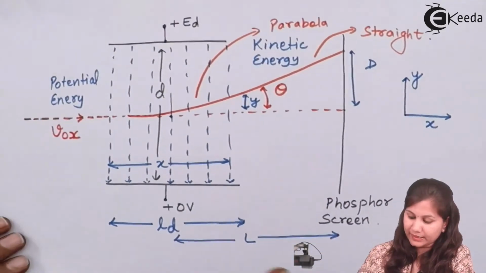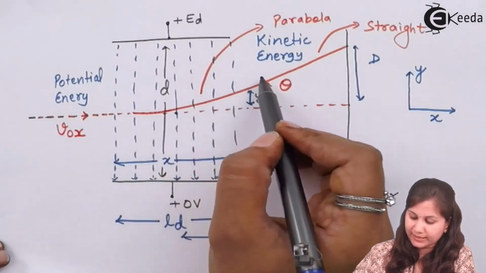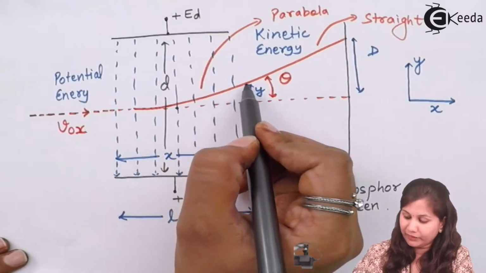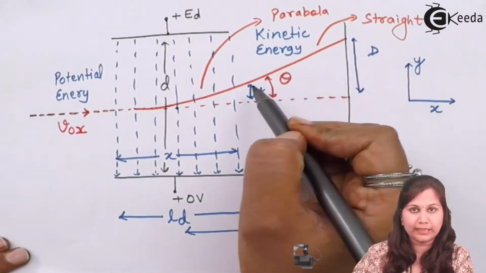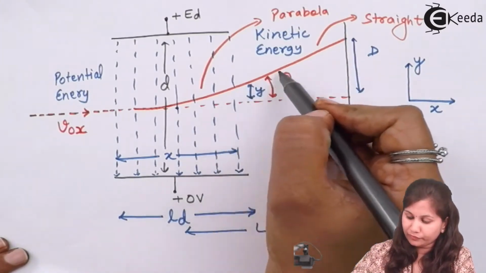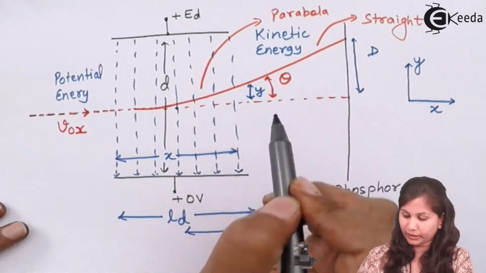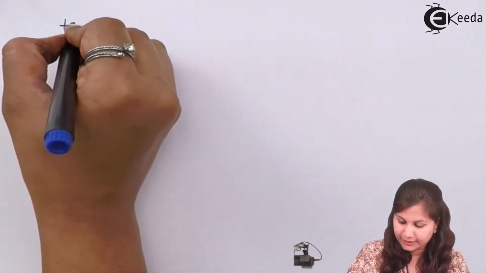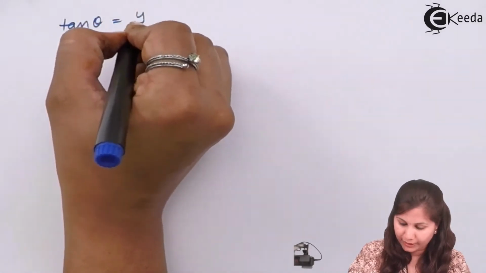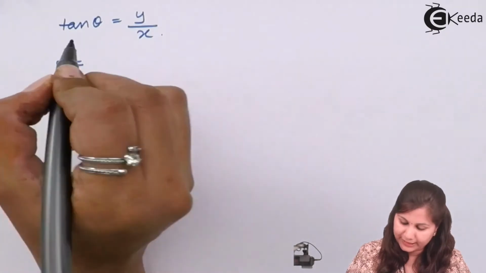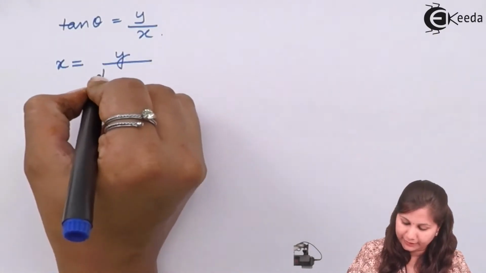Now after leaving these deflection plates, you can see that when the electron is leaving the deflection plates, here it is following a parabola. After leaving it, it is following a straight line. So the tan theta can be written as y by x. So here tan theta is equal to y divided by x. And if we want to find out the value of x, x will be y upon tan theta.